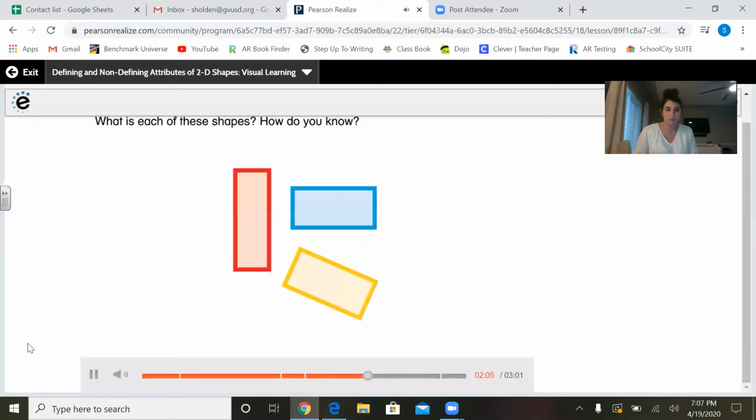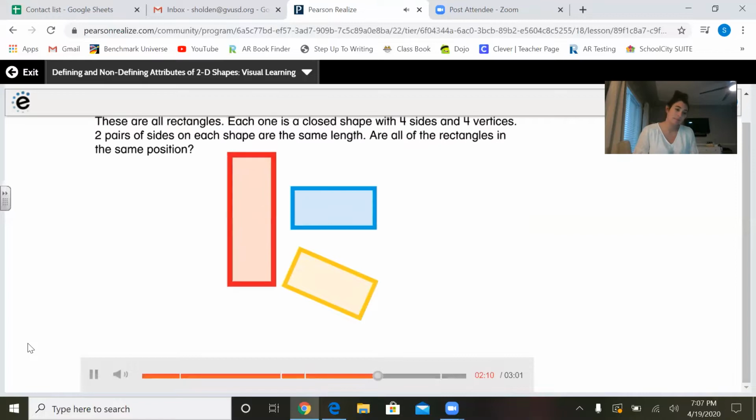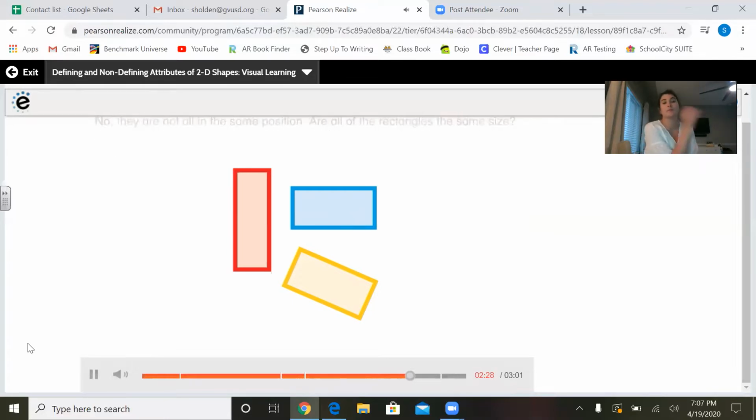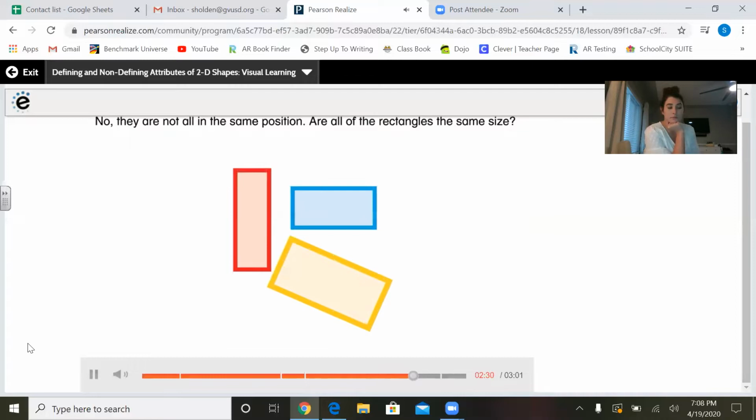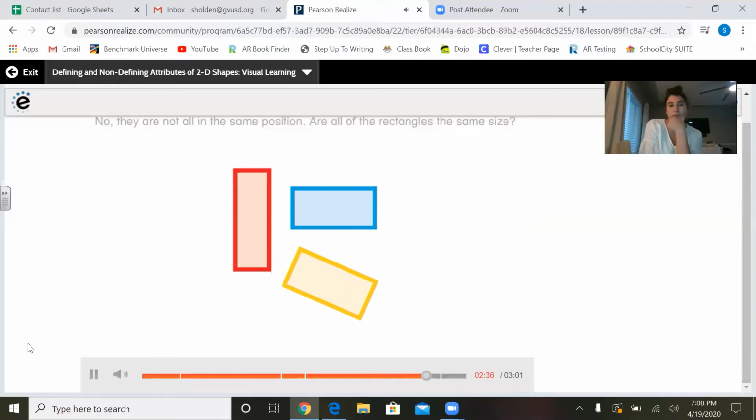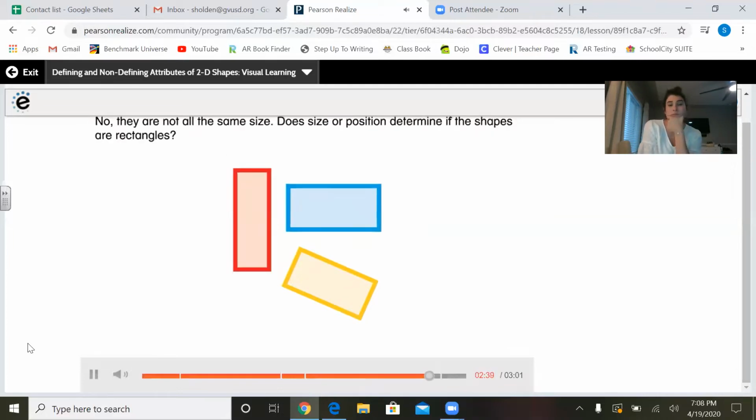What is each of these shapes? How do you know? Think about it. These are all rectangles. Each one is a closed shape with 4 sides and 4 vertices. 2 pairs of sides on each shape are the same length. Are all of the rectangles in the same position? No, they are not all in the same position. Are all of the rectangles the same size? No, they are not all the same size. Does size or position determine if the shapes are rectangles?